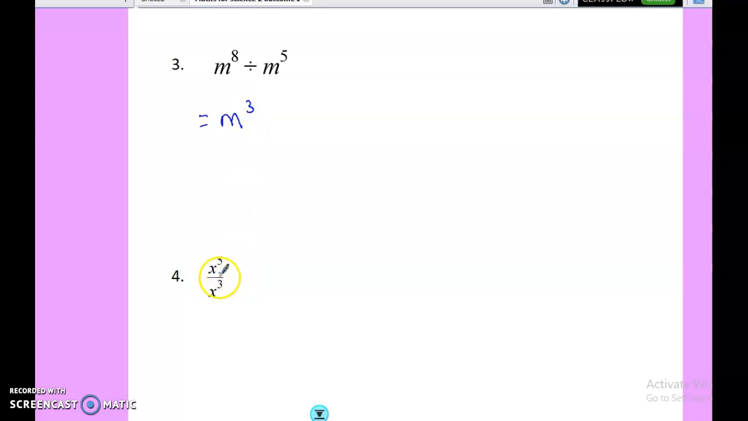Number 4, if it's written as a fraction like this, it is just the same thing as dividing. So x to the 5 over x to the 3. 5 take away 3 would be 2. We get x squared.